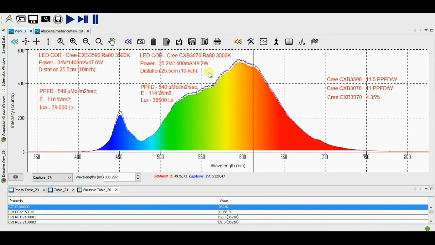The comparative analysis of two arrays, Cree CXB3590 and CXB3070, is over now. In the next video I will do an experiment for measuring the productivity of array Cree CXB3590 and will compare light fluxes on the distance 25.5 cm for different supply currents: 700 mA, 1.4, 1.75, 2.1 and 3.5 A.